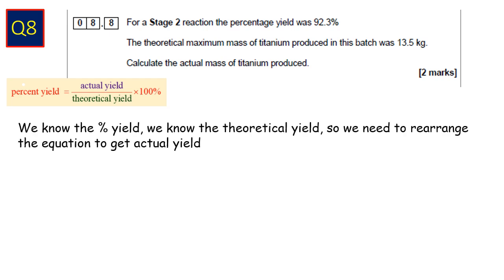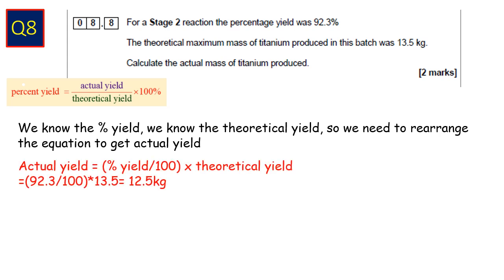So we know the percentage yield, we know the theoretical yield, so we need to rearrange for actual yield. We rearrange, so we get percentage yield divided by 100 times theoretical yield, and that gives us 92.3 divided by 100 times 13.5, and you should get the answer of 12.5 kilograms.